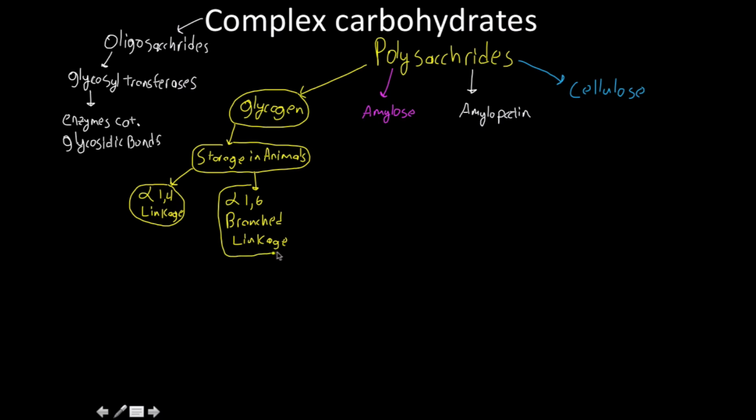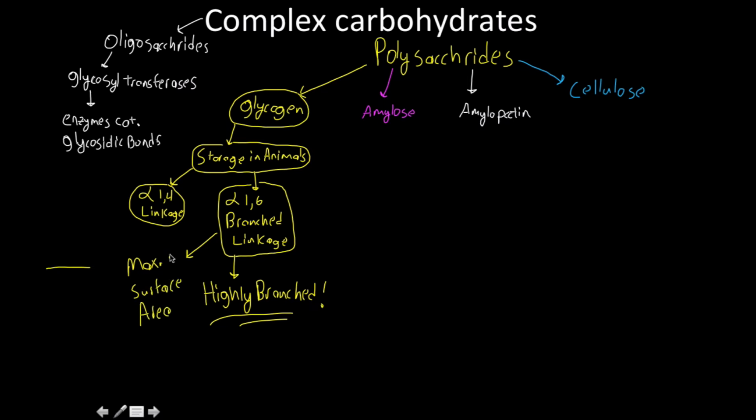About the branched linkages, there's kind of a misconception here, and I really want to drive home the point that glycogen is highly branched. It is the most branched molecule out of all of these. Say you had a long series of polymers just running in tandem like this, how could you compact them and form them into storage? This highly branched structure maximizes my surface area for storage, right?